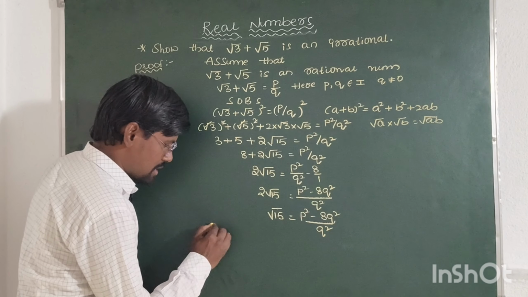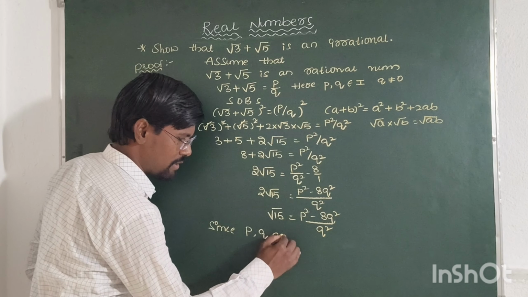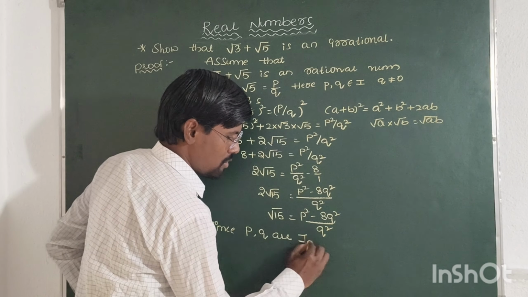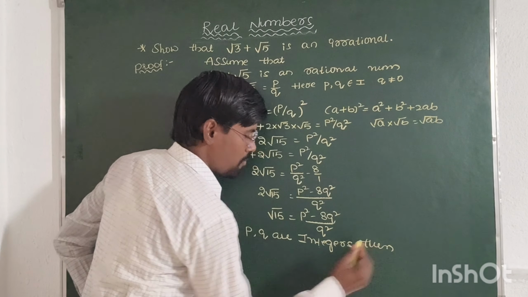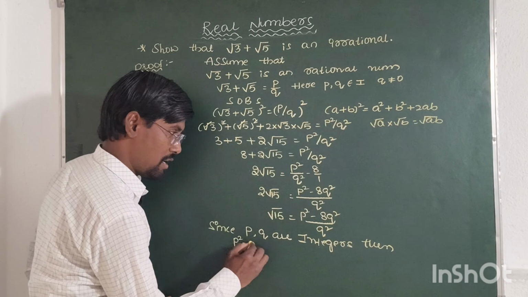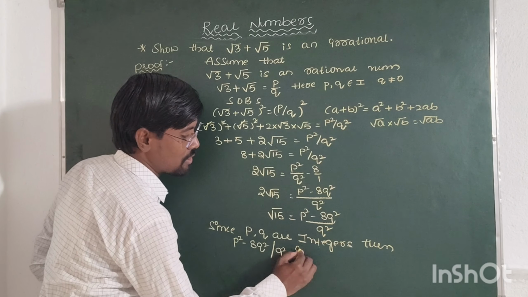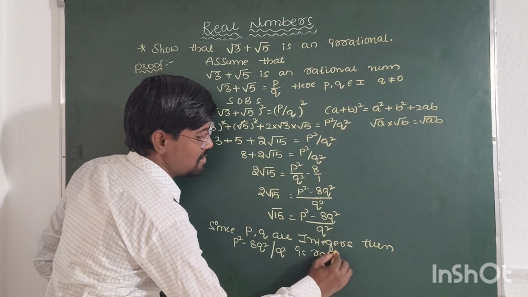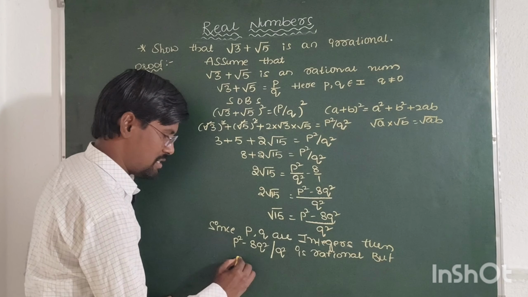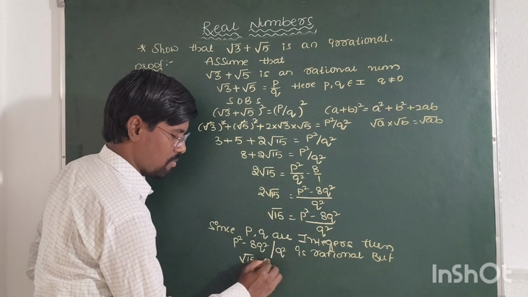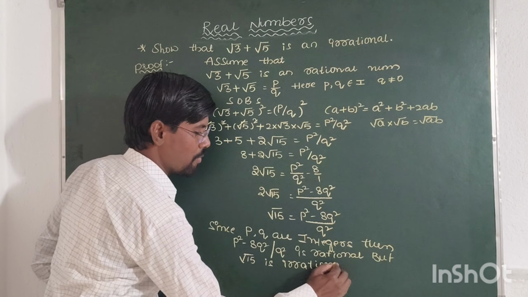Here we have to write, since p, q are integers, p square minus 8q square by q square is a rational number. But root 15 is an irrational number.